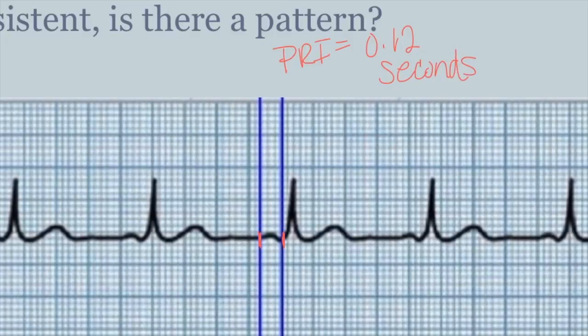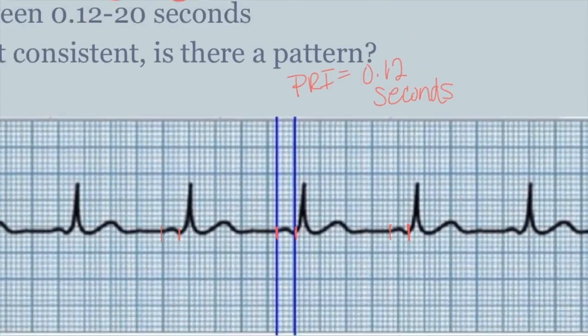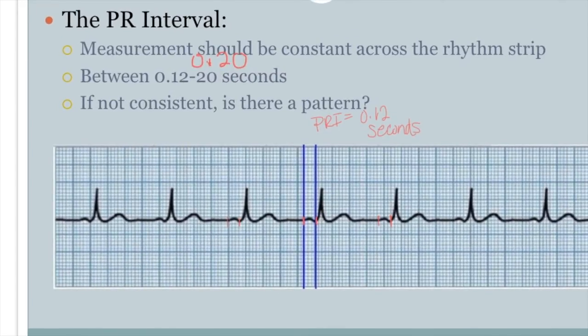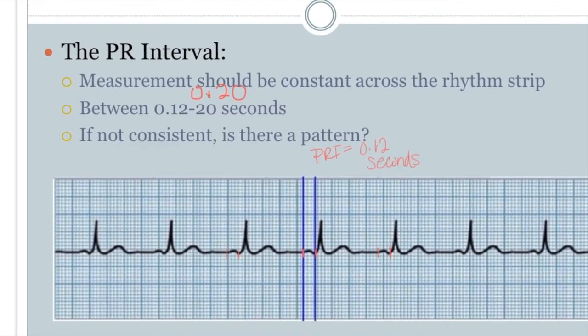You want to make sure that that PR interval is the same and consistent through the whole rhythm strip. If it's not consistent, is there a pattern? Well, there sometimes is a pattern when it's not consistent, and we will be looking at that when we look at heart blocks.